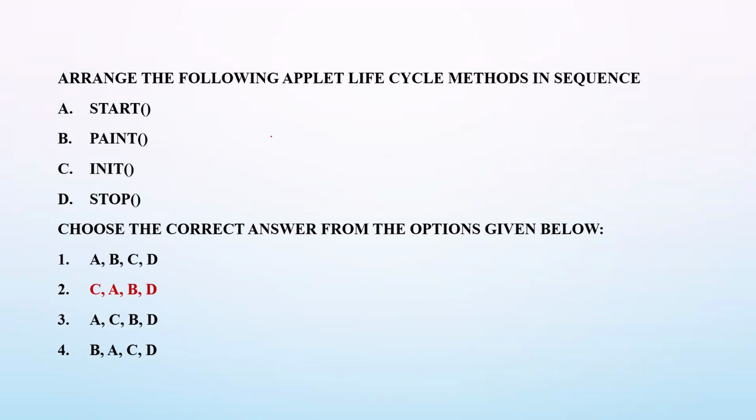Arrange the following applet life cycle. It's a normal Java basic question. Even if you have not read it, we can see from a basic point of view. What's the first one? Initialization only. After initialization, we have to start. Next, paint means it's the working level, whatever drawings we have to make. Last one, stop. This is the basic I'm telling, so from this point of view we can find out the answer.